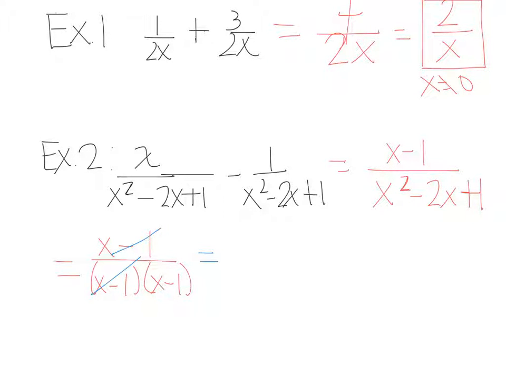So because I've canceled everything on the top, that leaves me a 1 over x minus 1. And that's my answer. However, I also need to look at the denominator. I have an x minus 1 on the bottom, so x cannot equal what? 1. That is correct.